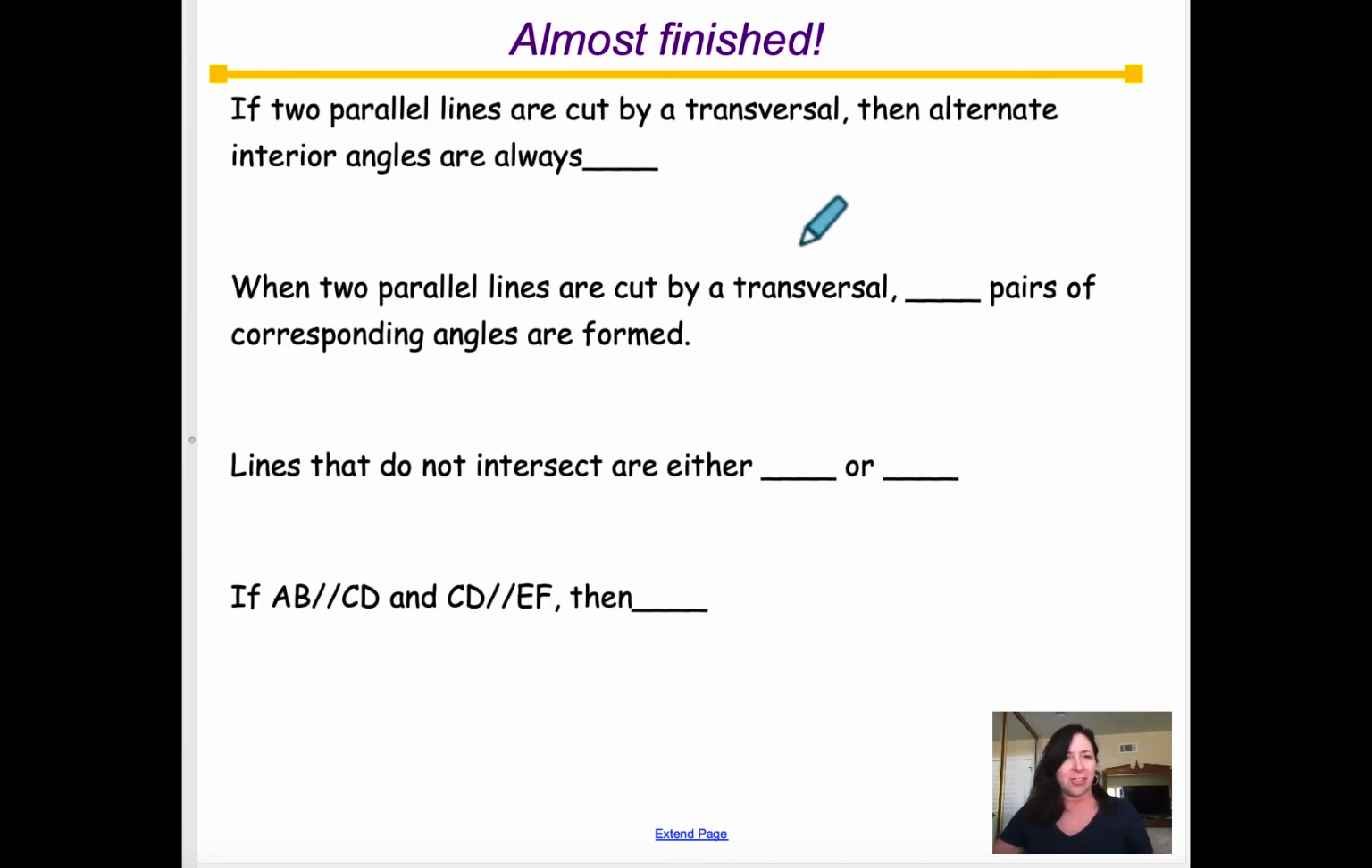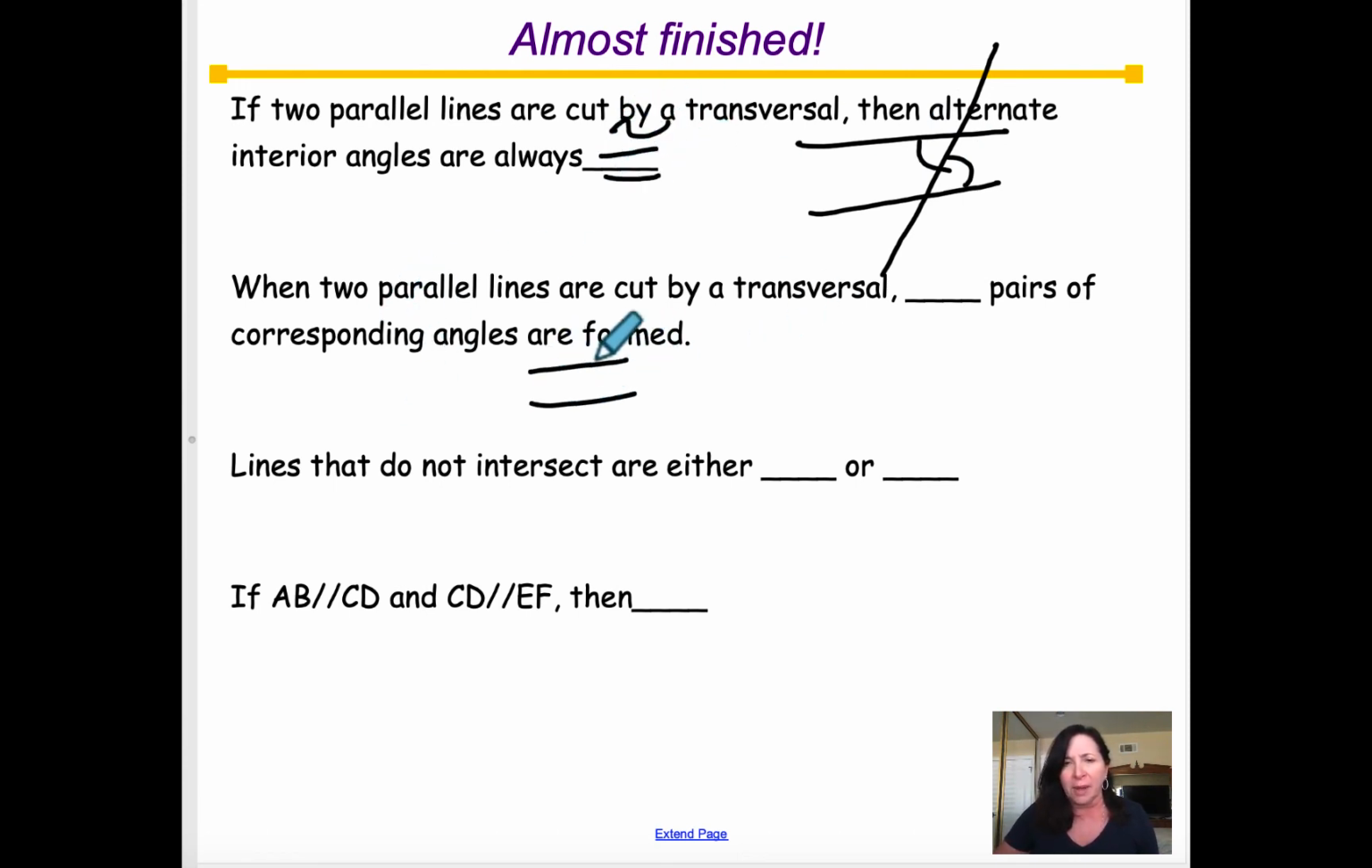Just finished, almost. If two parallel lines are cut by a transversal, then the alternate interior angles, that would be this one and this one, are always congruent. When two parallel lines are cut by a transversal, blank pairs of corresponding angles. Oh boy. Let's look at that. Corresponding angles. We got the top and the top. That's one. Bottom, bottom, two. Top, top, three. Bottom, bottom.